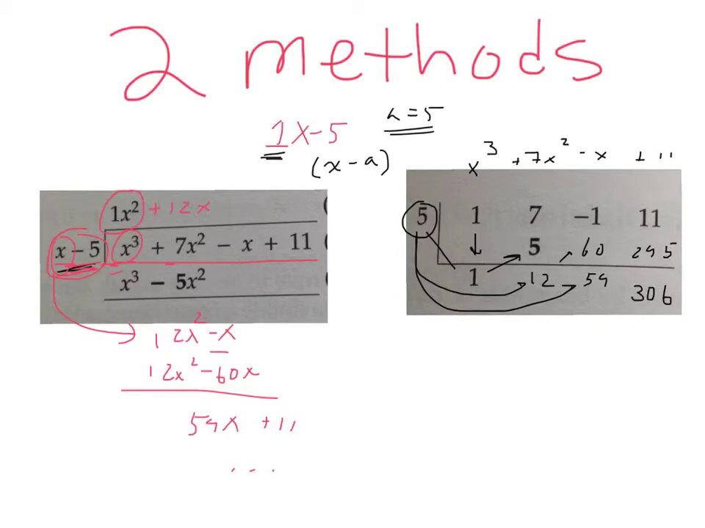It's following the same algorithm. You just need to kind of see what that logic is. And so our answer then becomes 1x squared plus 12x plus 59, with a remainder of 306 over x minus 5. Now, I'm giving you this shorthand. The fact is, you can use software to do this most of the time, but to be able to do this quickly by hand will come in useful every once in a while.